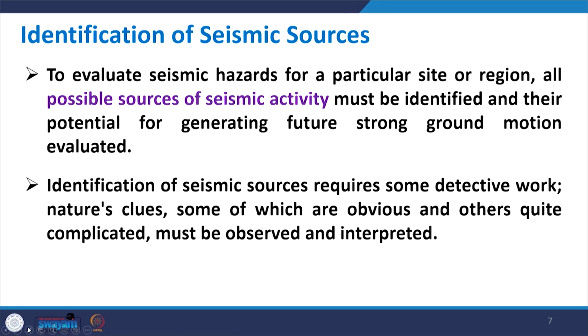You need to first identify the seismic sources which are of concern. To evaluate seismic hazard for a particular site or a particular region, you need to identify all possible sources of seismic activity. Of course, some sources will be strong, some sources will be weak, that is okay, but we need to identify which are applicable to that site, and we need to find their potential for generating future strong ground motions. Again, the potential for generating future strong ground motion will be different for different sources, it is not going to be the same for all the sources. So, first we identify the sources.